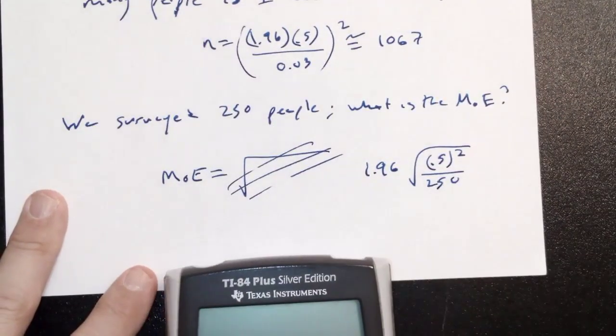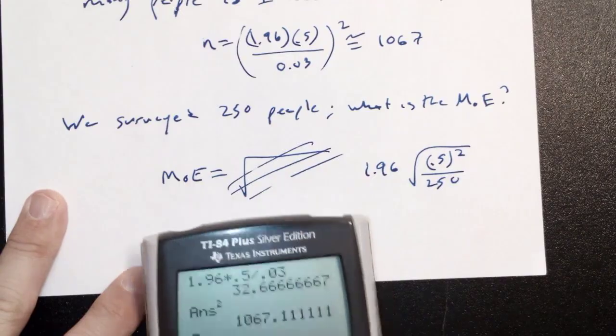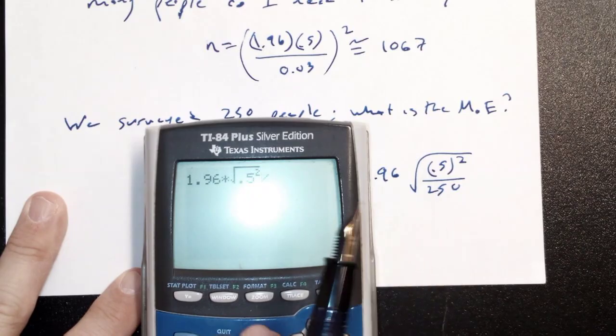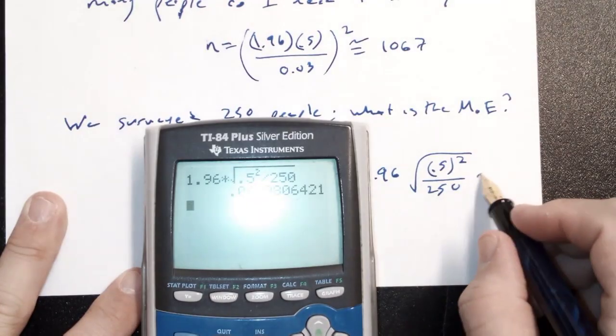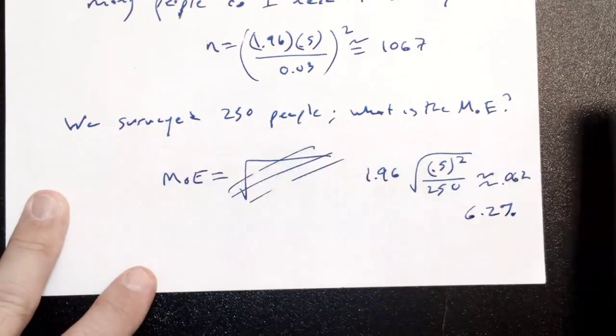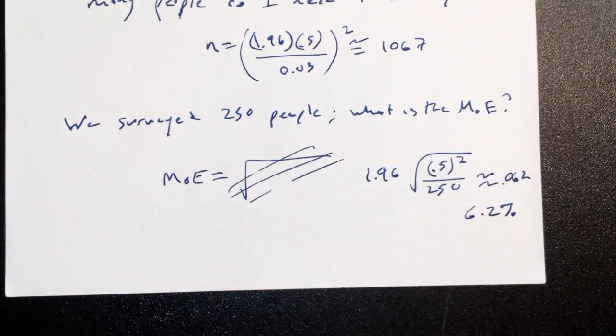And you said that was 1.96 times the square root of 0.5 squared divided, whoop, came out of this square root. Let's go back in the square root, divided by 250. There we go. Right, okay. 0.062, 6.2%. So 250 is not going to give me a very accurate survey for a proportion. Questions?